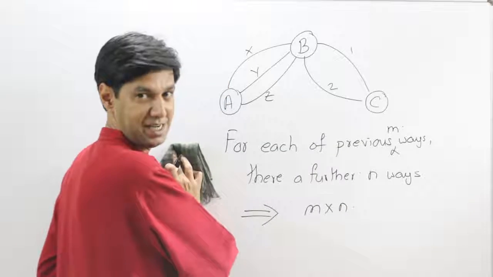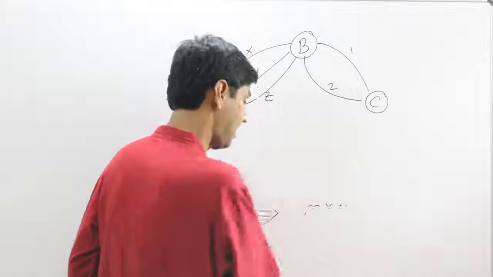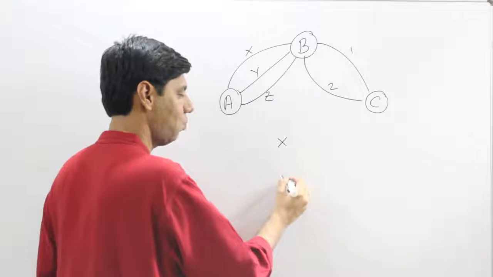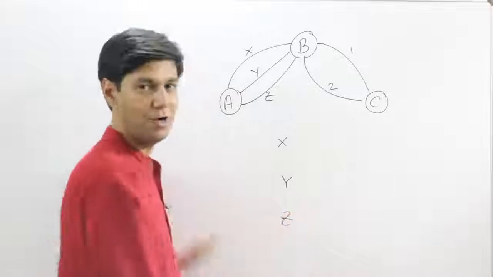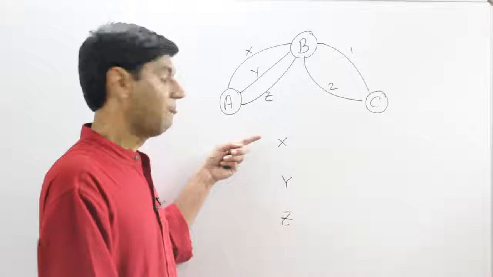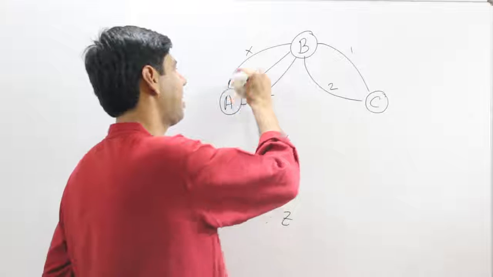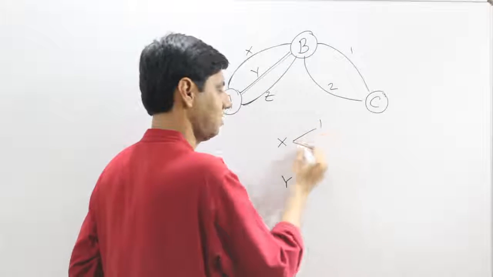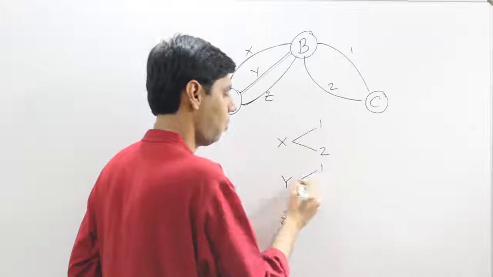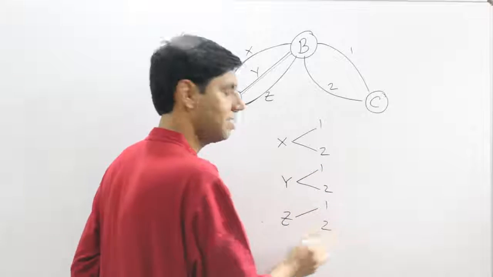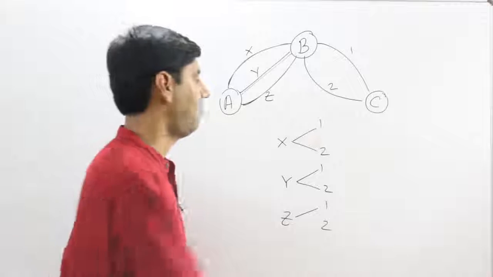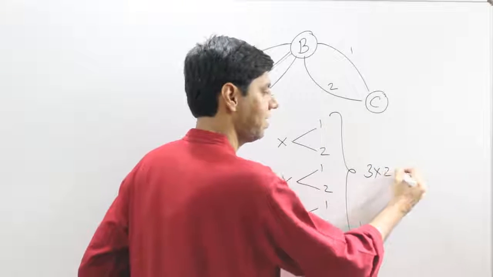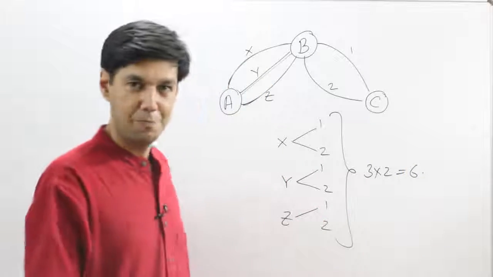Looking at the same sentence in a tree format, let's say I could travel either x, y or z by a road x, y or z. For each of these ways, whether I have taken x or y or z, further I have 2 choices. Either I could take road 1 or 2. Right? So this means whenever a tree is formed, I would have to multiply. That is 3 into 2 equal to 6 ways. Hope you get the idea.